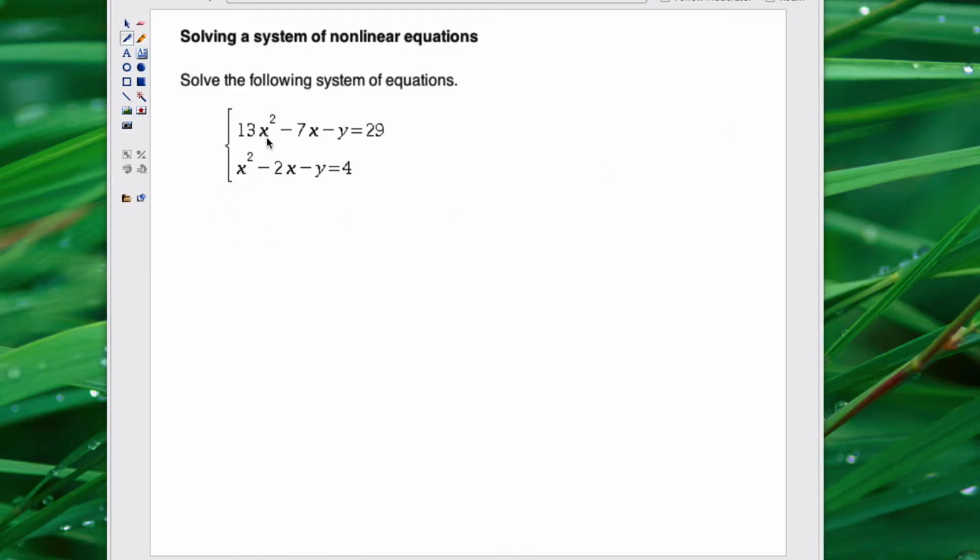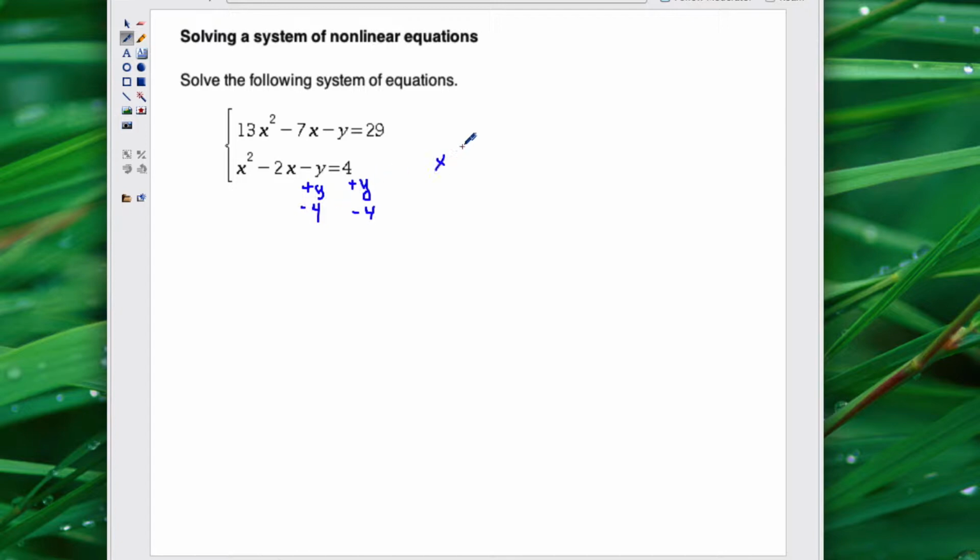Alright, for this problem right here, I'm going to go ahead and use the substitution method. So what I want to do is solve the second equation for y, and then I'm going to substitute that into the first equation. So I'm going to go ahead and add y to both sides. So I'll have y plus 4 over here, and then I want to get y by itself, so I'm going to subtract 4.